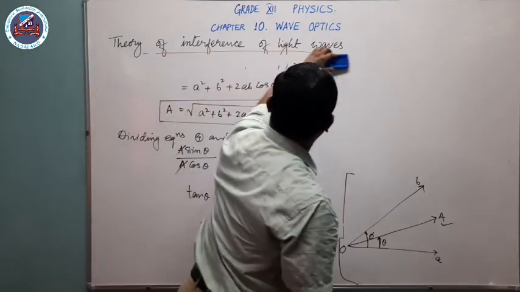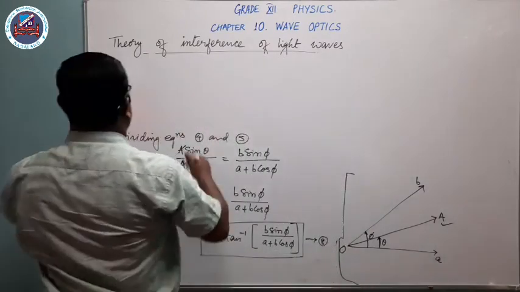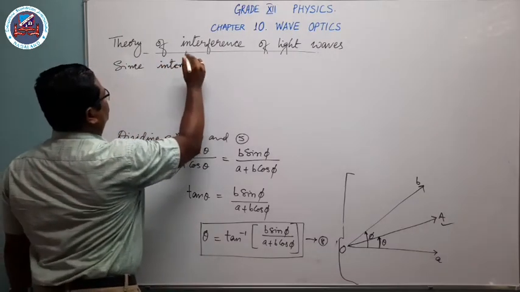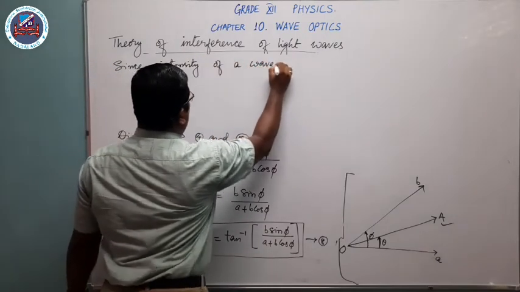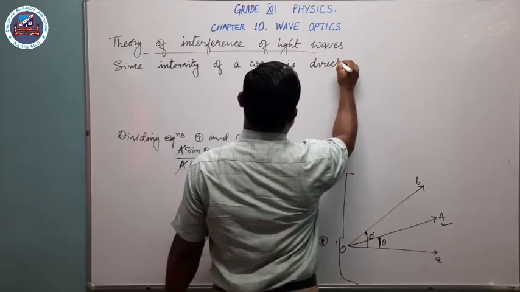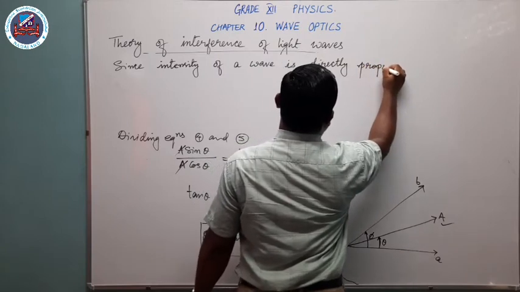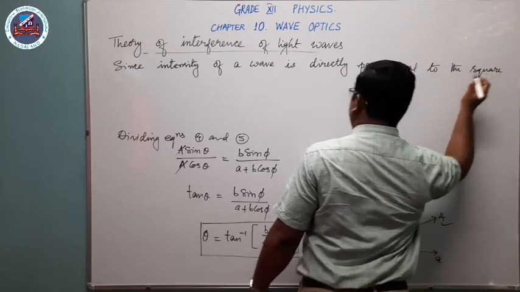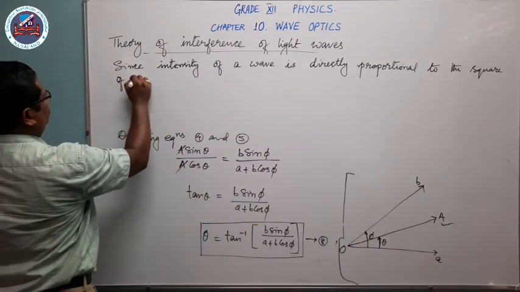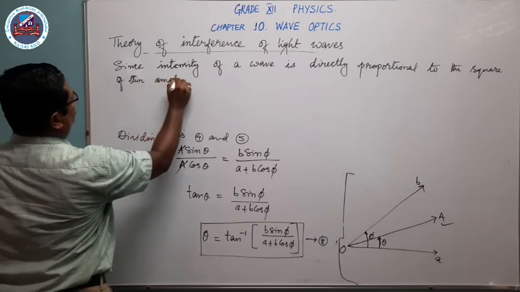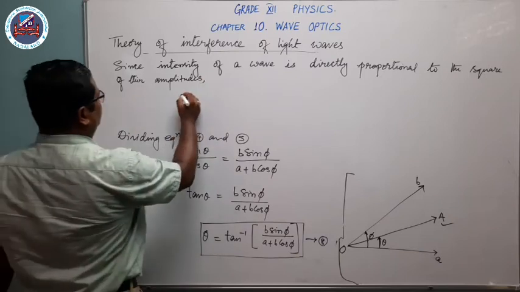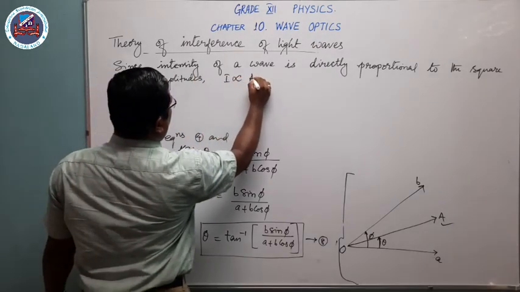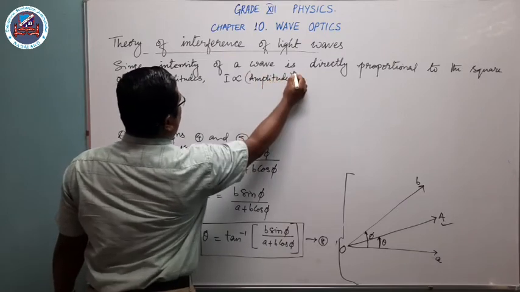you will start like this. Since intensity of a wave is directly proportional to the square of their amplitudes, for the first wave we write the intensity I is directly proportional to the amplitude square. This one you have to know the formula.